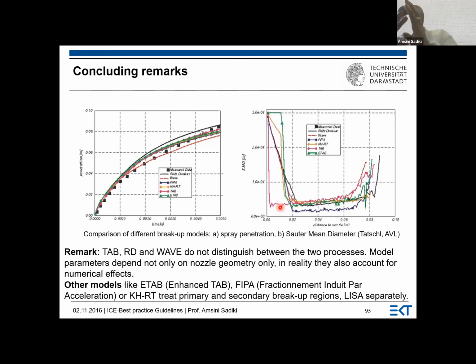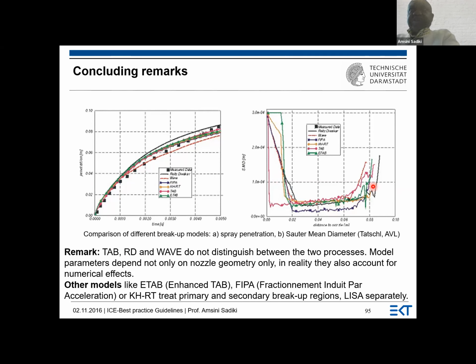To conclude, I think I still have 2 minutes. So to conclude, we can say that using these different models, we could obtain the correct penetration length of the jet, and we also see the variation of prediction obtained if we use different models. So the question will be, which is the correct one? That is very difficult.